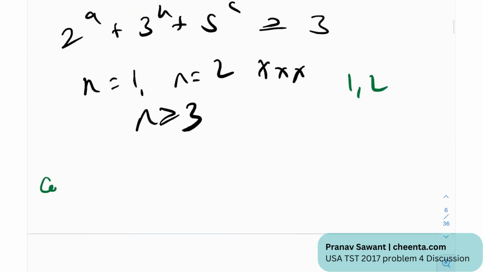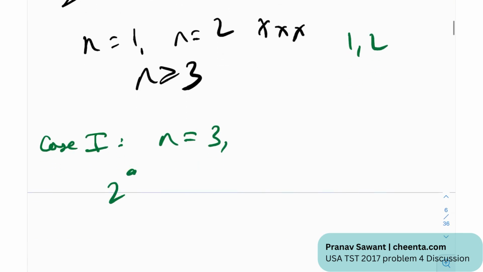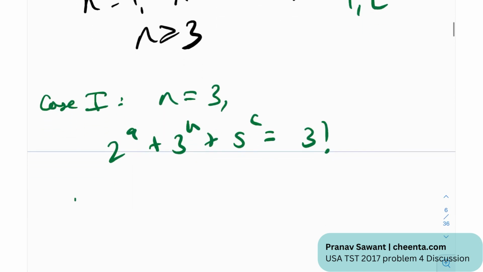So let's first consider case 1, where n is equal to 3. So I'll get 2 raised to the power a plus 3 raised to the power b plus 5 raised to the power c is equal to 3 factorial. In other words, 2 raised to the power a plus 3 raised to the power b plus 5 raised to the power c is equal to 6.